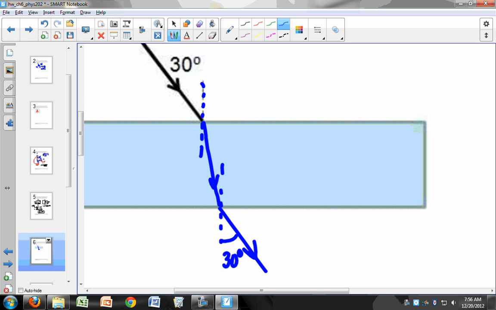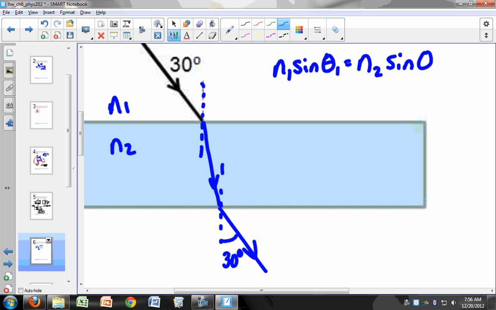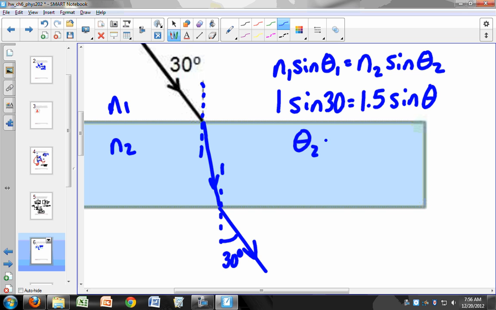All right, I'll call this n1 and this n2. I can say n1 sine theta 1 equals n2 sine theta 2. So n1 is equal to 1, sine of 30 equals n2, which is 1.5, times sine of theta 2. Solving that for theta 2, I find it to be 19.5 degrees. I'll just call it 20 degrees.